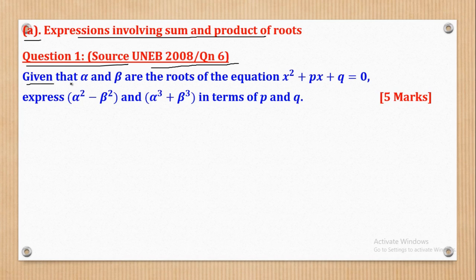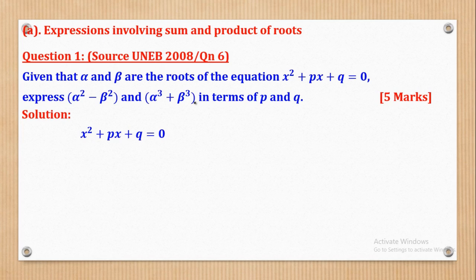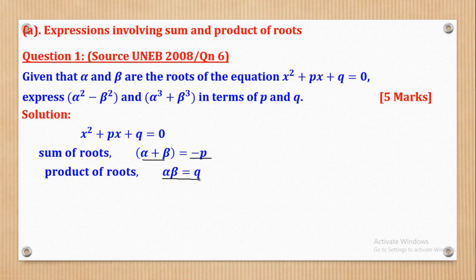So it says, given that alpha and beta are the roots of the equation, which is this, express alpha minus beta squared, alpha squared minus beta squared and alpha cubed plus beta cubed in terms of p and q. So here, that is the given equation, and from that you remember that the sum of roots of this equation will be the negative of this, as long as here the coefficient is positive 1. The negative of this will be the sum of roots, and positive this will be the product of roots. Therefore, alpha plus beta will be equal to negative p, and alpha times beta will be equal to positive q.